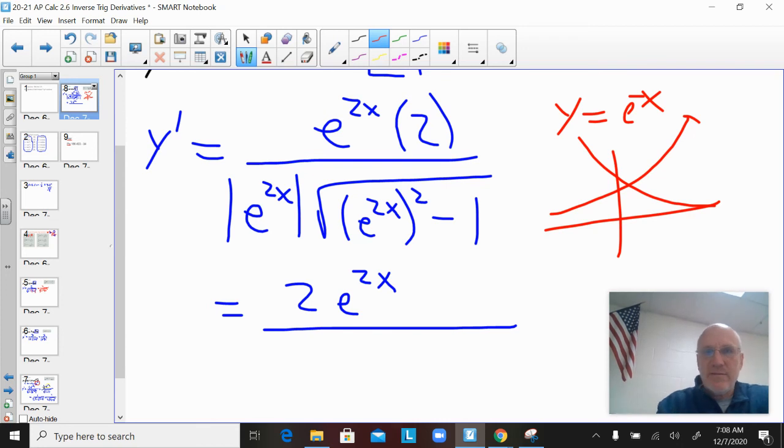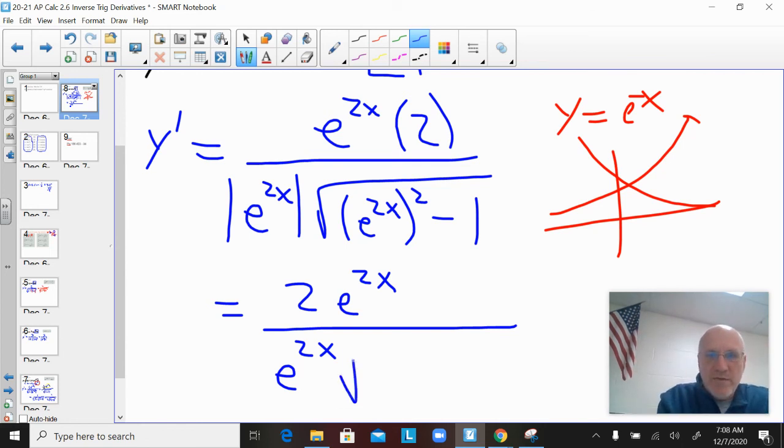E to the 2x is never negative. So I could just write that as e to the 2x. And the rule there is if you're taking the absolute value of something and you know it happens to always be positive, then the absolute value signs become irrelevant. And if you didn't know that, you'd get away with it. But we're going to do some stuff with e to the x at some point, and it's going to be helpful to know that it's never negative.